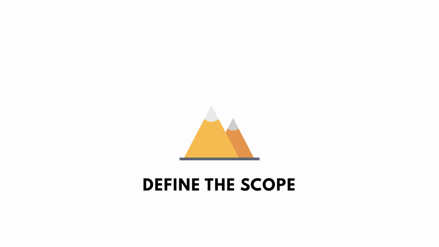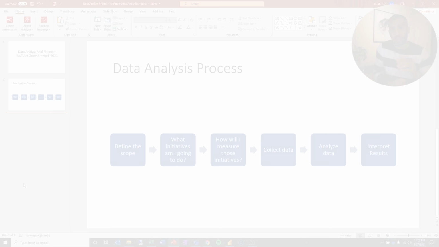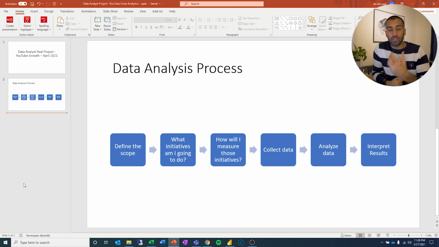So if we take a look at the data analysis process, you will see that the first thing is to define the scope. And the scope from month to month is to see if I can create some initiatives which will maximize some metrics which I want to follow on YouTube. So that is the scope of the whole initiative.